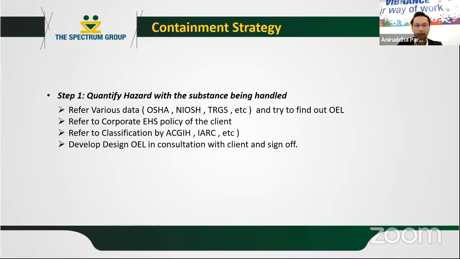There are various guidelines which we can refer to if it is not known to the customer, or it's a new product. If it's an existing product, definitely there are material safety data sheets from which the limits can be taken. Then we also need to look at the EHS policies of the customer, how they classify and what bands they use. We come to the different bands as we go ahead in the presentation. Then different classification agencies, like IARC, and how they classify it. And then we need to arrive at a design OEL in consultation with the client and sign off.